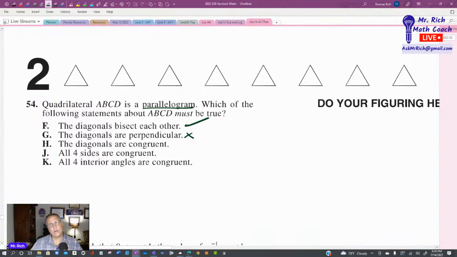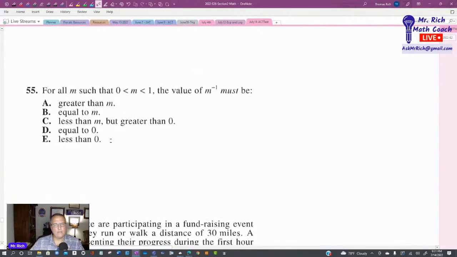The diagonals are congruent. No way on a parallelogram. All 4 sides don't have to be congruent. All 4 interior, no, they're not on a parallelogram. They could be, but don't always have to be true. So F, diagonals in a parallelogram will always cut each other in half.